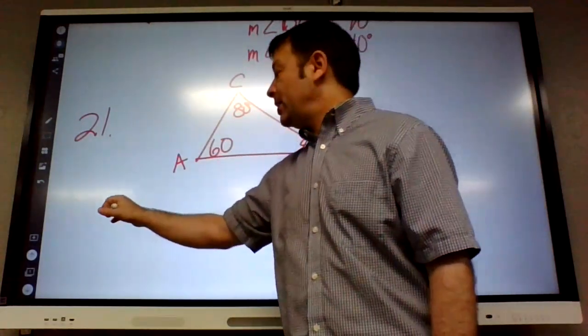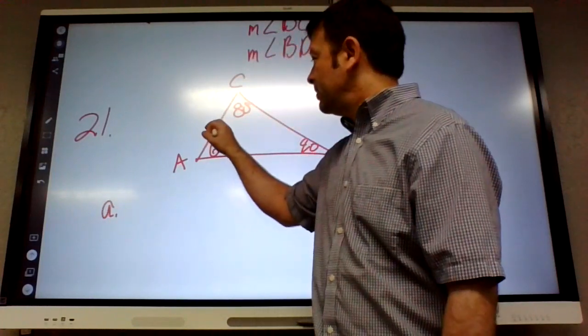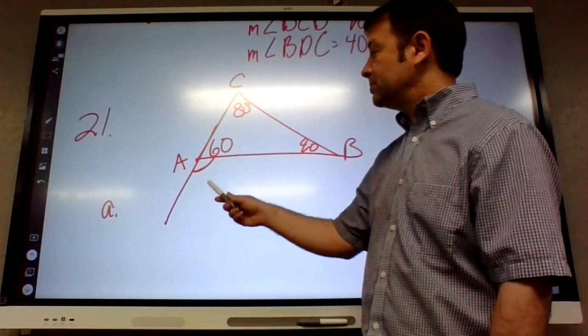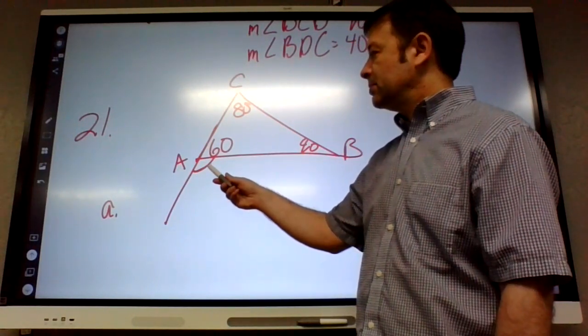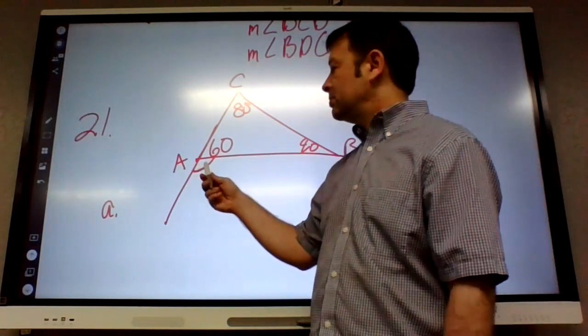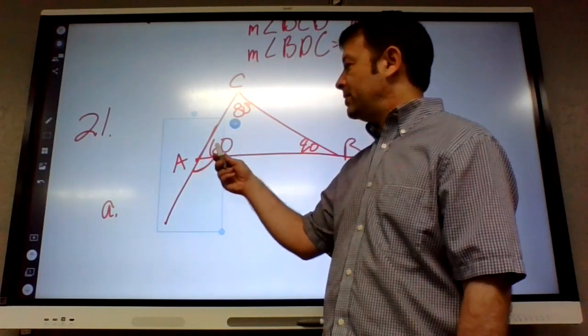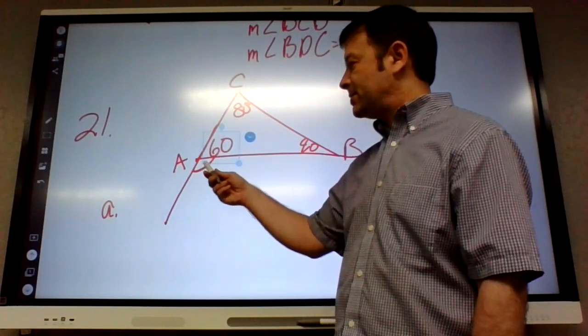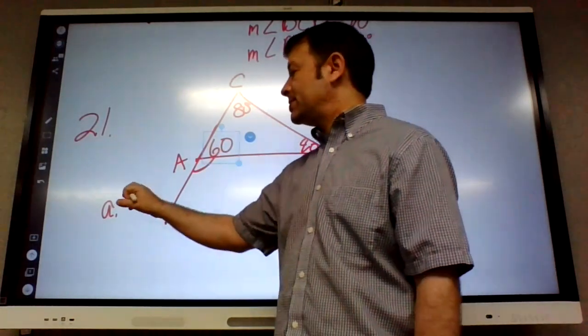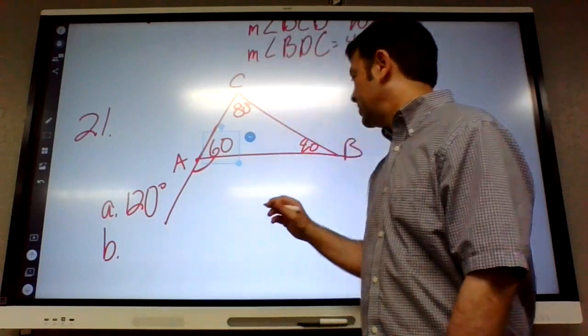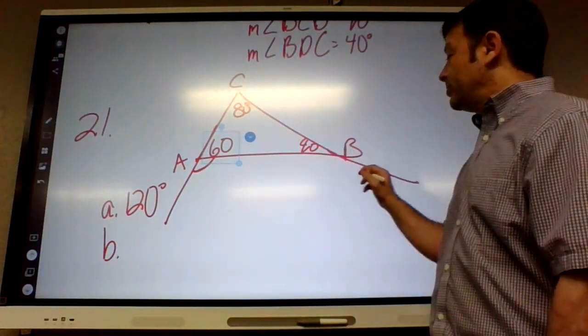So for angle A, if you extend the line, what's the exterior angle that's created? Together, the interior angle and the adjacent exterior angle add up to 180. 180 minus 60 is 120. And that's just going to happen on all these. Doesn't really matter which line you extend.